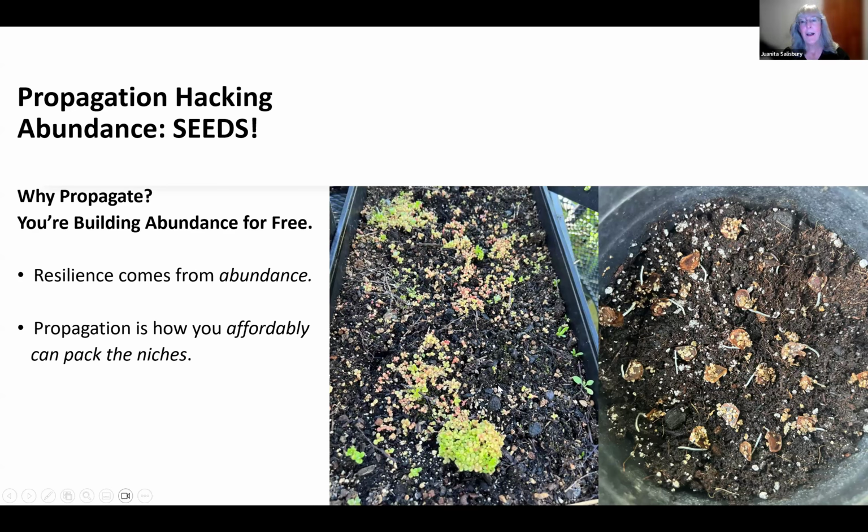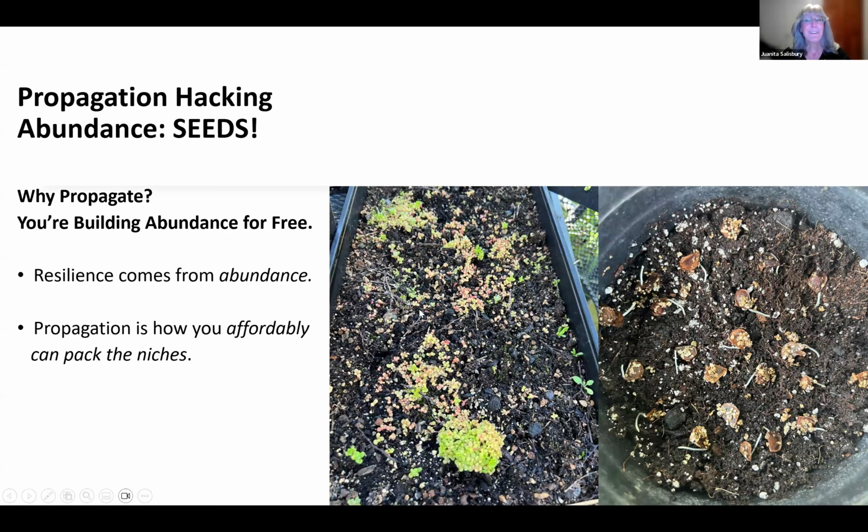away by the hundreds. In this pot here we have Lilium humboldtii that a friend gifted me some of these seeds. And there's a couple dozen in here, and that's not even all of them. I have probably about 500 of these things. But again, you can pack the niches very affordably. Two dozen lily plants at a nursery, you're paying like $20 each. So a couple of dozen plants, you're saving a lot of money.